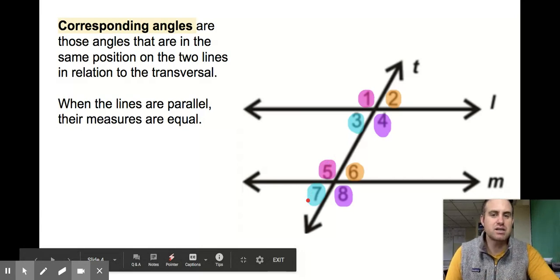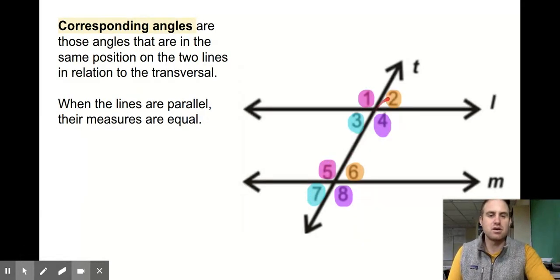I like to think of this as kind of like the compass. I see this as like northeast, southeast, southwest, and northwest. And if I'm in the northeast position, position 2, the northeast position here is position 6. So therefore 2 is congruent to 6, and they have the same angle measure.